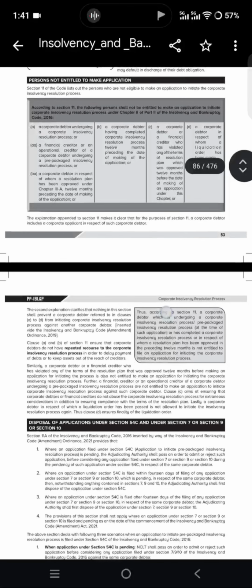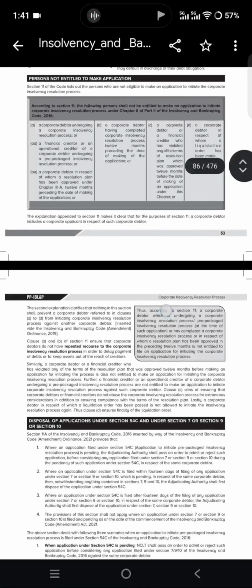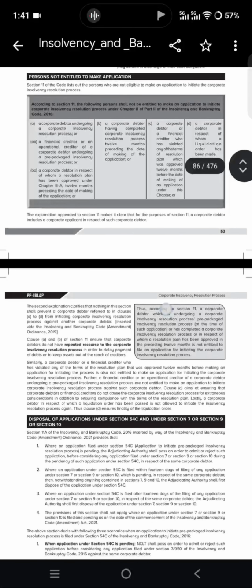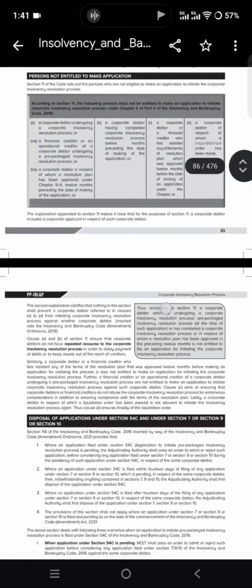Next, Section 11 of the code lists out persons who are not eligible to make an application to initiate CIRP. According to Section 11, the following persons are not entitled to make an application to initiate CIRP under Chapter 2, Part 2. First, a corporate debtor undergoing CIRP or PPIRP. Next, a corporate debtor in respect of whom a resolution plan has been approved 12 months preceding the date of making the application, meaning in the last 12 months, under Chapter 3A.